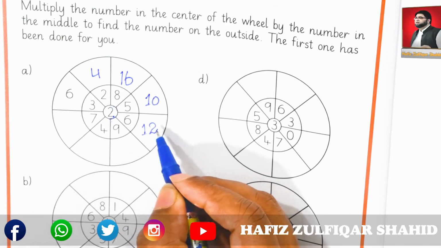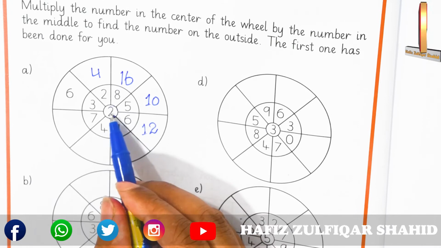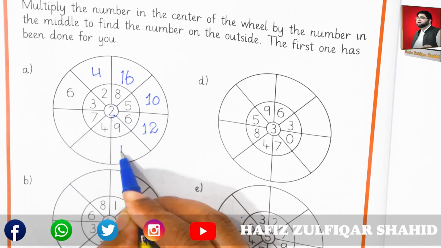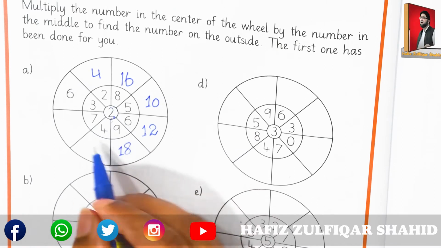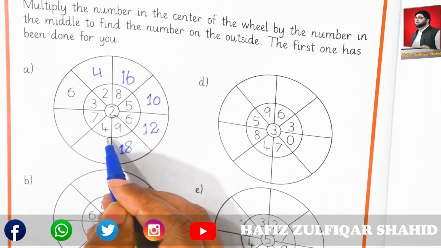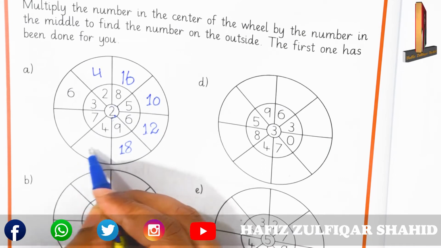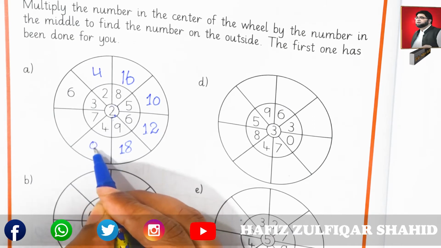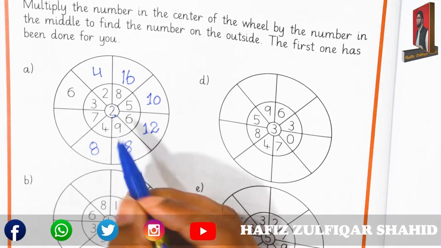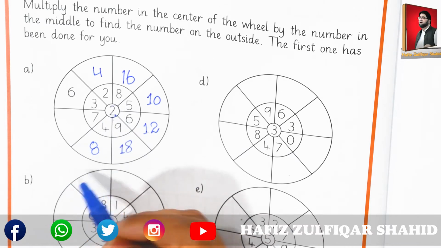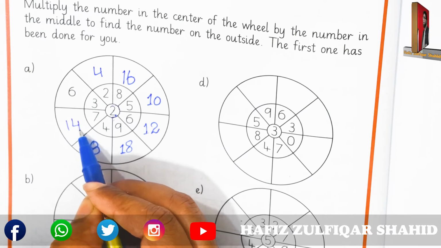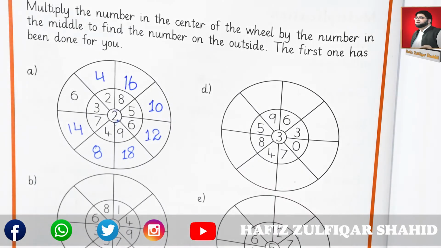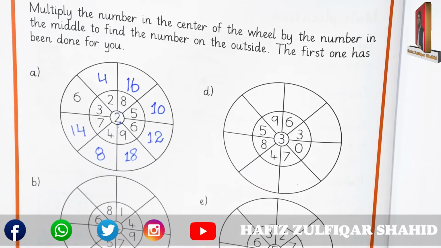Read the tables and fill the numbers. 2 times 9 is 18. We have 2 and 4 to multiply. Read the table of 2 till 4. 2 times 4 is 8. Write 8 outside of the wheel, outer side of the wheel. 2 times 7 is 14. See, we have the outer numbers of this wheel.